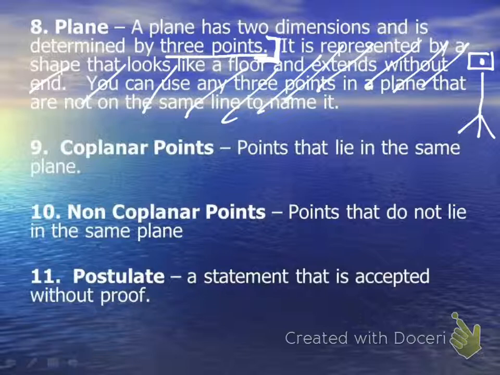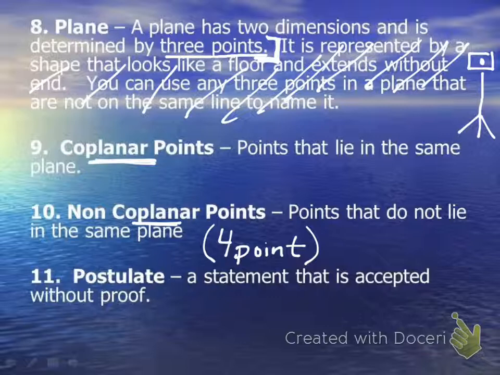Anytime you're talking about something that's not going to form a plane, it's non-coplanar, you need to have at least 4 points. Any 3 points can be a flat plane. Any 3 points can be coplanar. If you're talking about something that's not coplanar, you need 4 points. So, coplanar, they're on the same plane. Not coplanar or non-coplanar, they are not on the same plane.